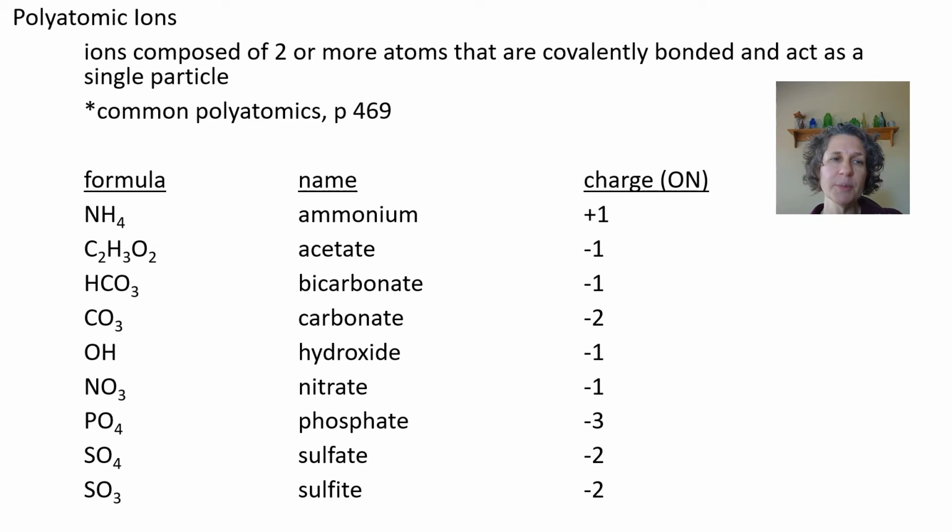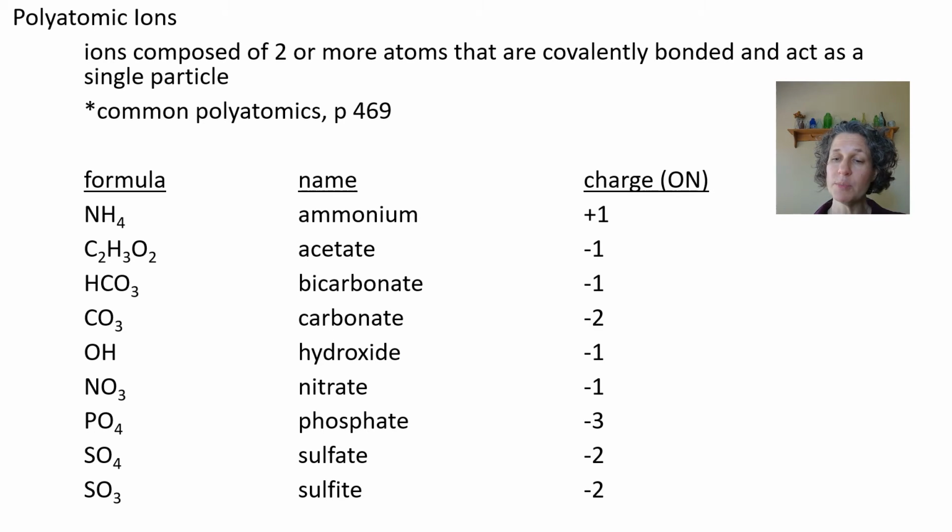Okay, so now the next type of compound contains what they call polyatomic ions. These are ions that are composed of 2 or more atoms. They're covalently bonded. In compounds, they act like a single particle. They act like an element, but they are a group. They have their own charge, their own name, and their own formula. Obviously, they're on the page.